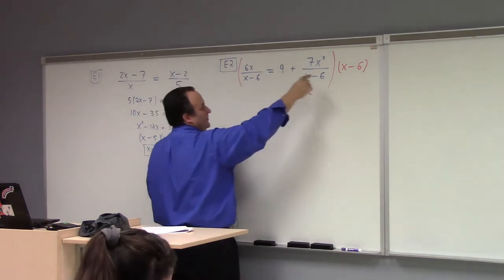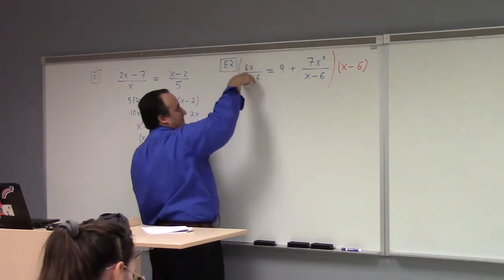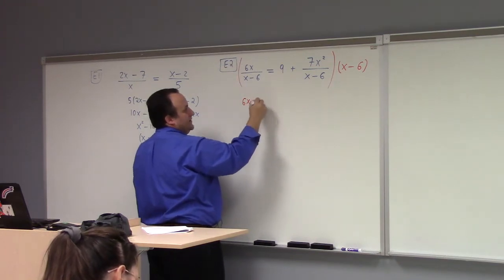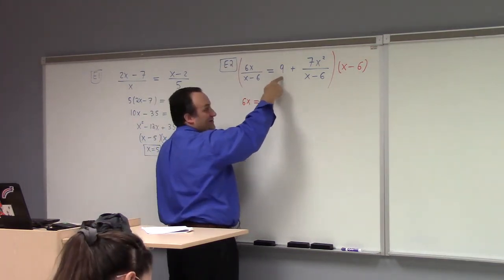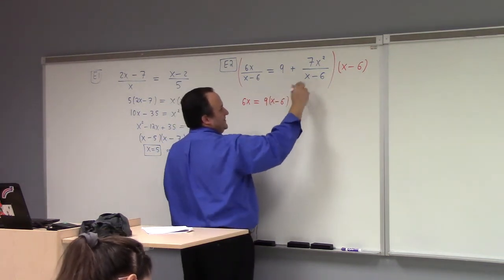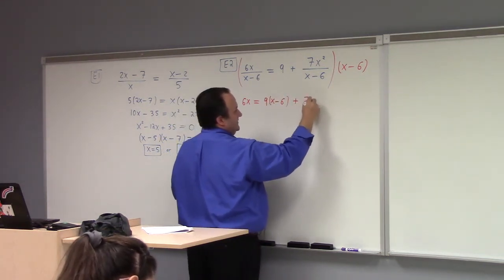Okay, so when I multiply this times the whole equation, the x minus 6 cancels over here. We get 6x. There's no x minus 6 here to cancel, so we get 9 times x minus 6. And the x minus 6 cancels there, so we get 7x squared.